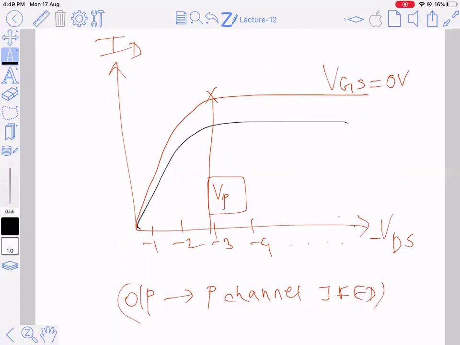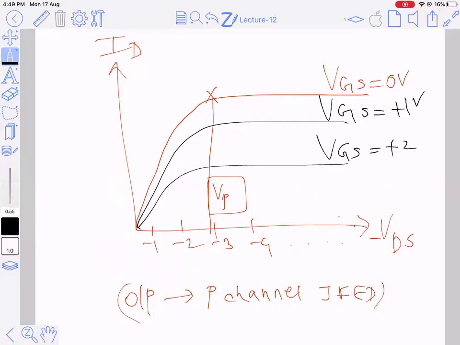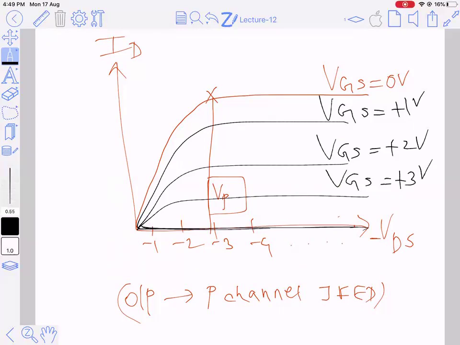This you are going to write for VGS as plus 1, this is for VGS as plus 2, this is for plus 3. And say at plus 4 volt, you are touching the x-axis, so no current.